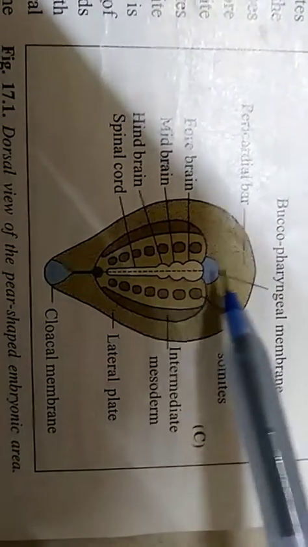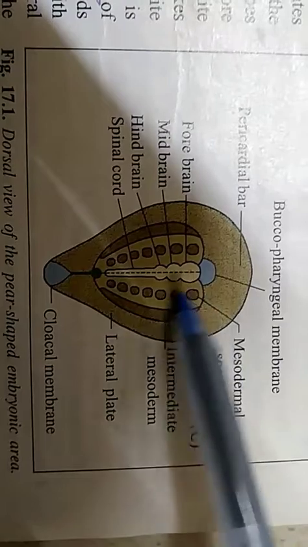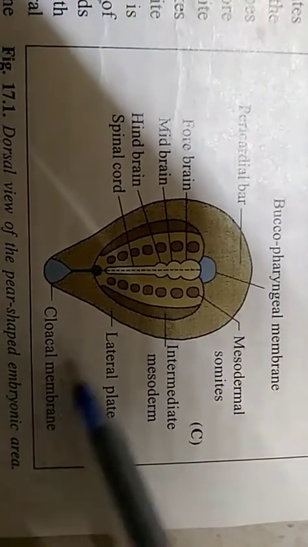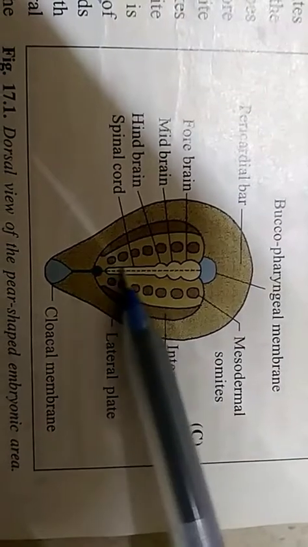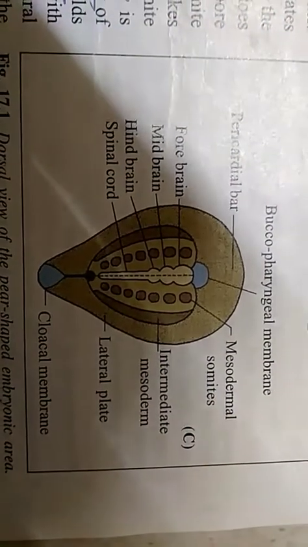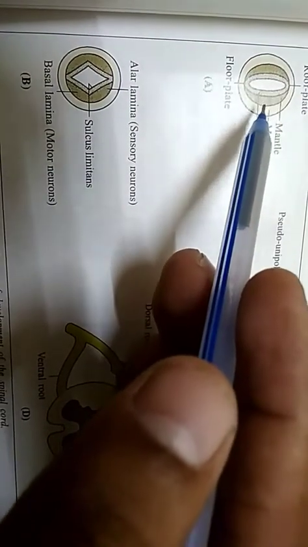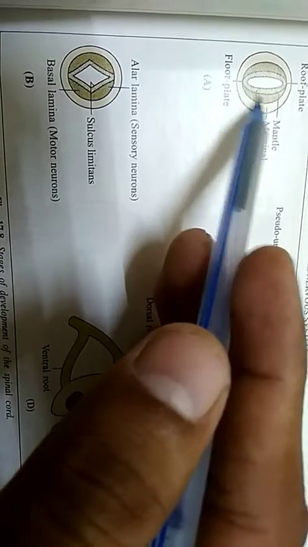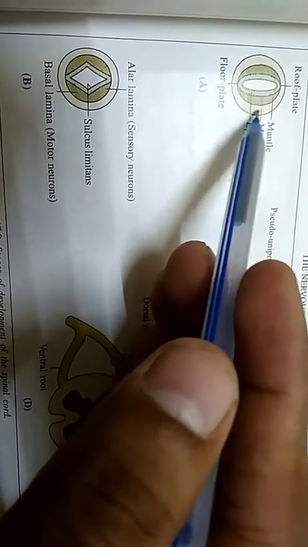Having learned the development of neural tube, we will now discuss the development of spinal cord. Spinal cord develops from the caudal elongated portion of the neural tube. Now, this is cross section of the neural tube. This is ependymal zone, this one is mantle zone, and this one is marginal zone.